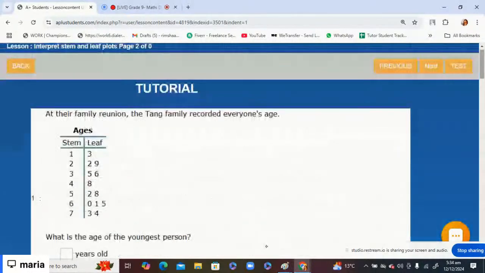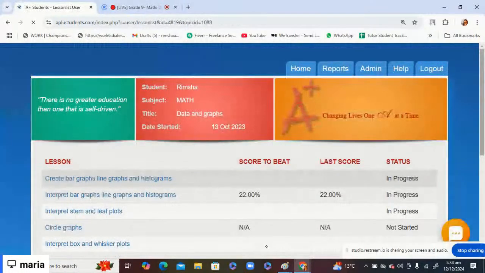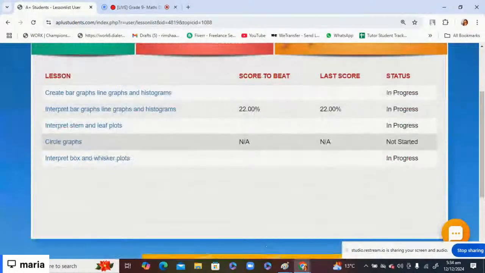I hope you guys understand this lesson. Let's discuss the last lesson of the day, that is a circle graph.